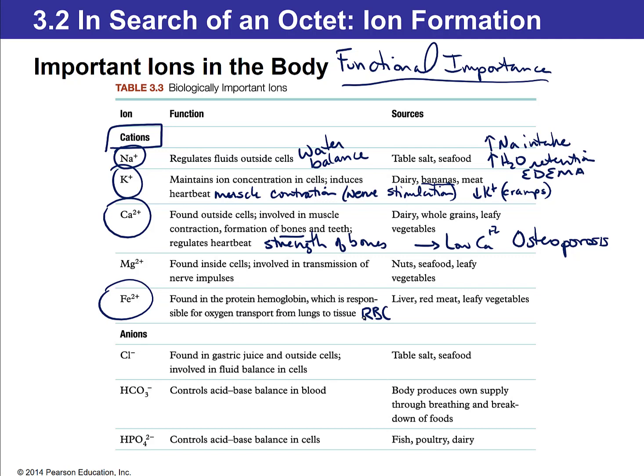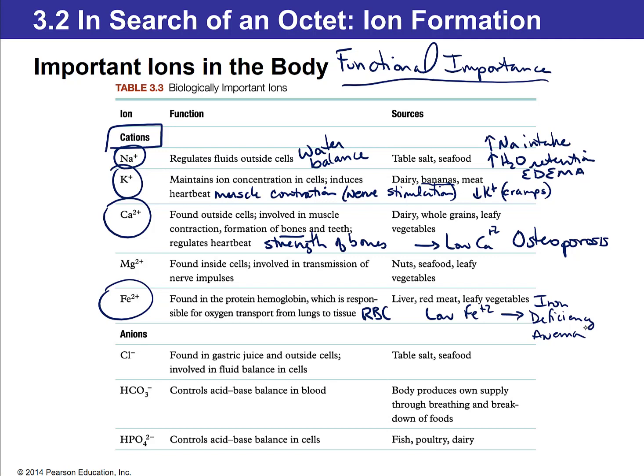So if you don't get enough dietary iron, you can develop what's called iron deficiency anemia. Iron deficiency anemia leads to less oxygen in the blood. The person tends to be pale, stand up too fast, you get kind of dizzy, you get winded really easily because you don't have as much oxygen in the blood as your muscles need to be able to power contraction.